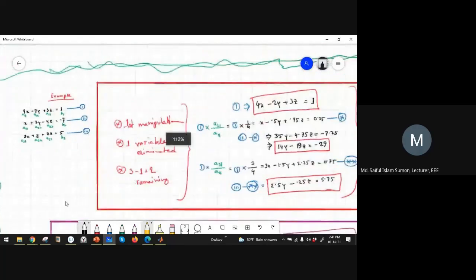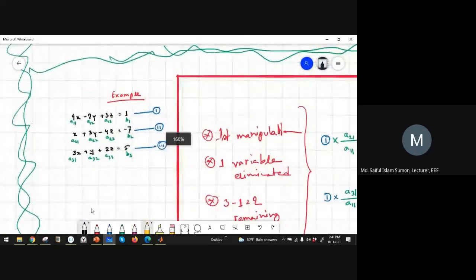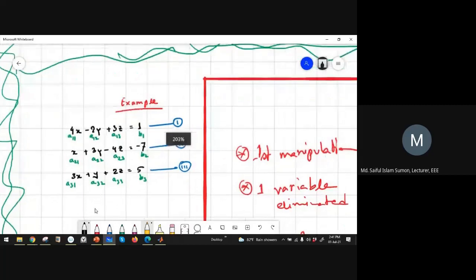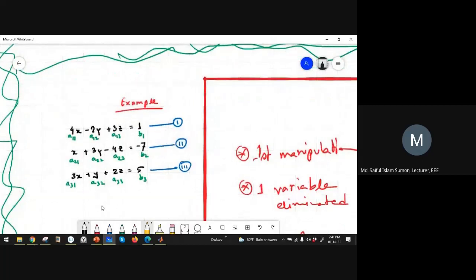So suppose this is one example. In this example, how many variables are there? How many unknowns are there? Three variables are there. First of all, I will show you how these three-variable equations will be solved. Then I will show how we can go for n number of variables.